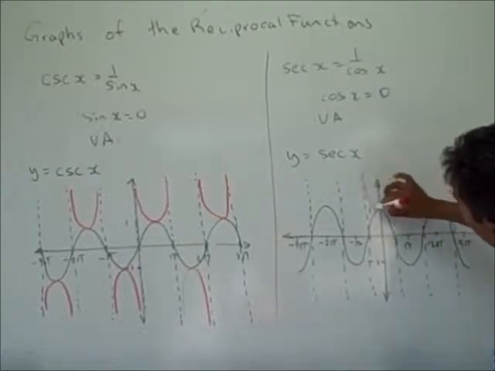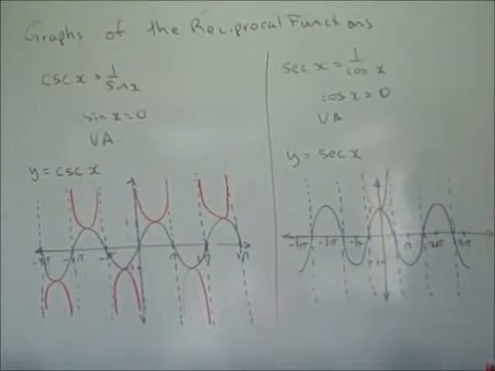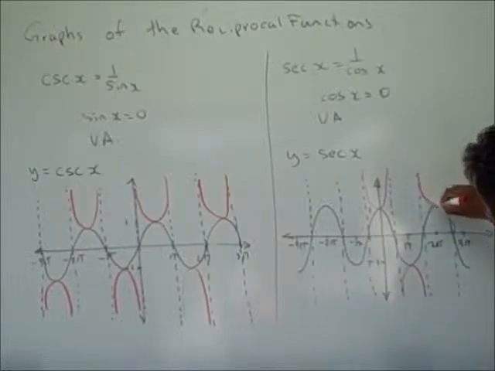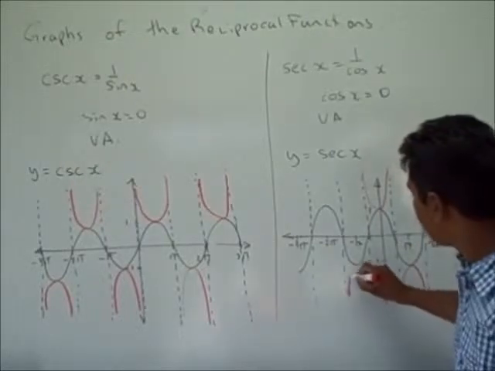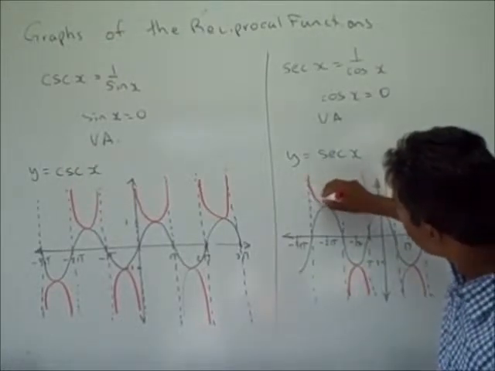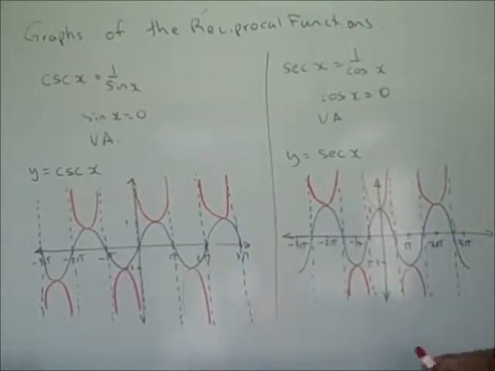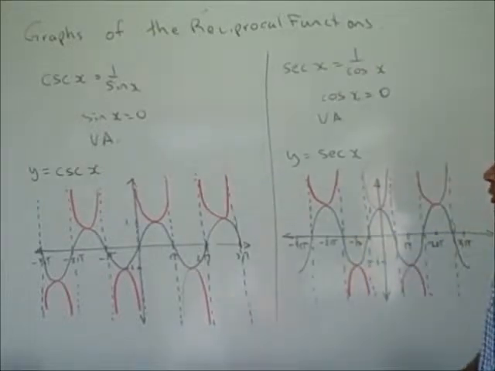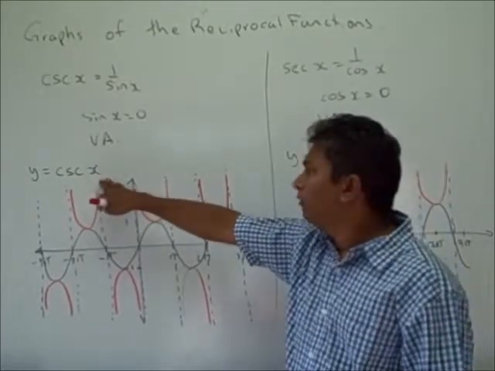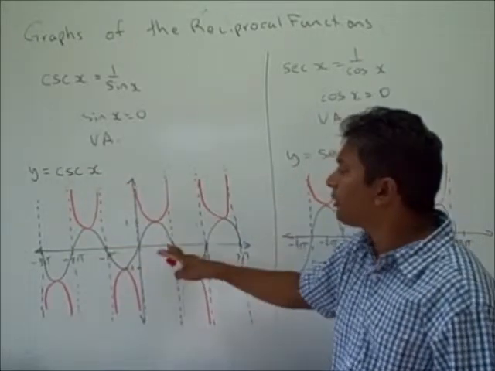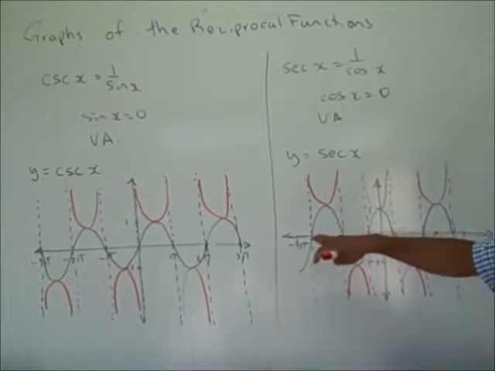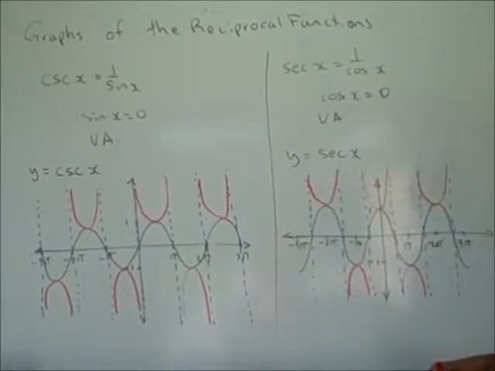So we have our secant function looking like this. So our secant, the inverse of the cosine function, will look like this. And in general, it's always easier to graph our basic function and then do their inverse. So to draw the cosecant function, we graph the sine function and draw the inverse of it. To draw the secant function, we draw the cosine function and do the inverse of that.